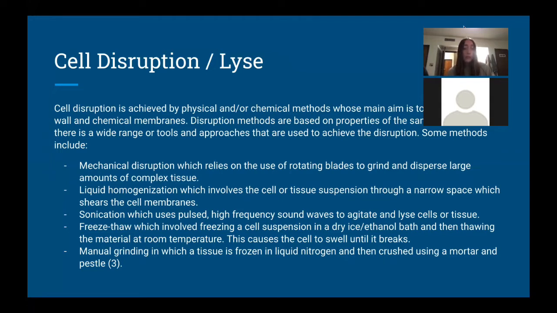Another method is freeze-thaw, which involves freezing a cell suspension in a dry ice ethanol bath and then thawing the material at room temperature. This causes the cells to swell until they break. And the last method that I've included is manual grinding, in which a tissue is frozen in liquid nitrogen and then crushed using a mortar and pestle.